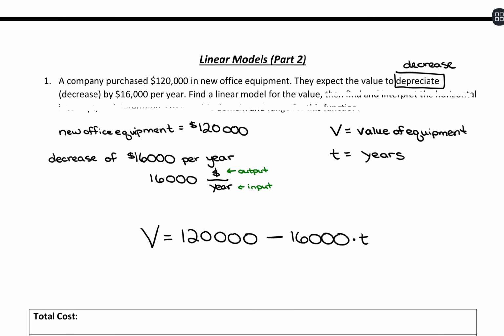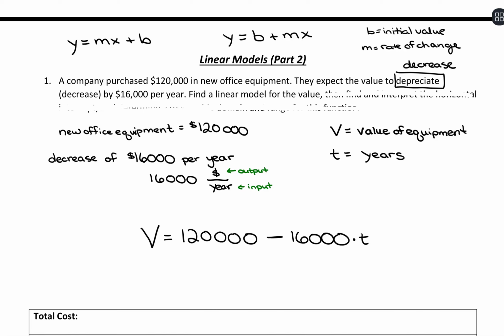So again, our linear equation can have two forms. It could either be y equals mx plus b, or you could write it as y equals b plus mx. But the idea is that b is some initial value, and then m is our rate of change, or a variable value. And it's going to be positive when we're increasing, negative when we're decreasing.